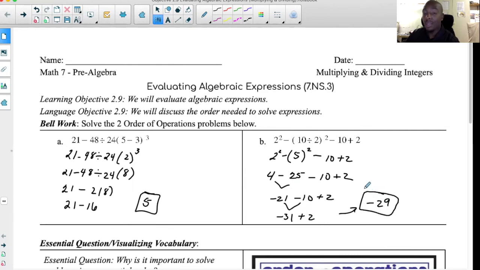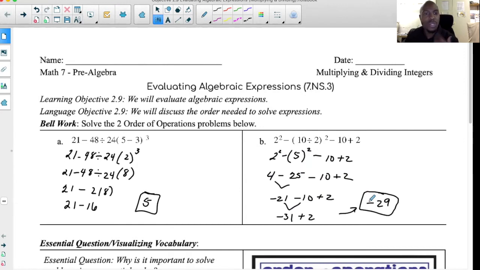Okay, now I would like to remind you guys, always go back and check your work, because I could have made an error. So let's go back and check. 2 to the second minus 10 divided by 2, that's 5 to the second minus 10 plus 2. Okay, exponents, 2 times 2 is 4, 5 times 5 is 25, minus 10 plus 2. Left to right, because it's only subtraction, addition, so left to right. 4 minus 25, negative 21. Minus 10 plus 2, negative 21 minus 10 is negative 31. Plus 2 gives me negative 29. All right, so this is how we go through PEMDAS.